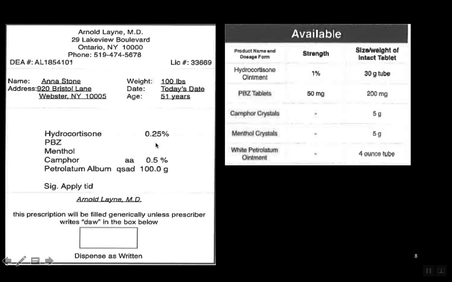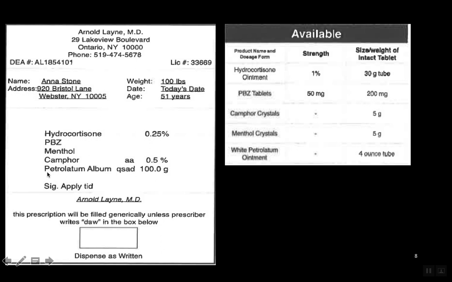Sometimes the amount needed is going to be blank, but usually what follows after that is AA. So AA means of each. AA means of each, and the AA usually comes right before this number. So then this is simply saying that anything that's above that's blank is going to have the same concentration. So PBZ, menthol, camphor, 0.5% of each should be in this product.